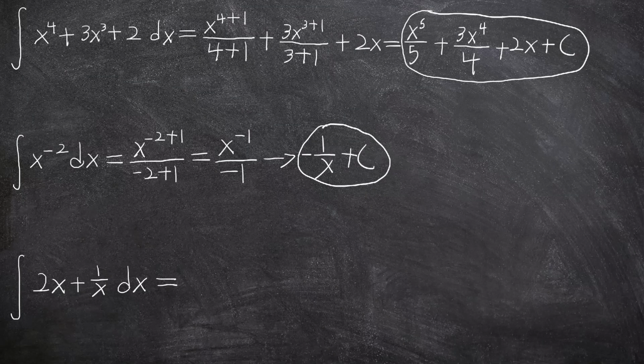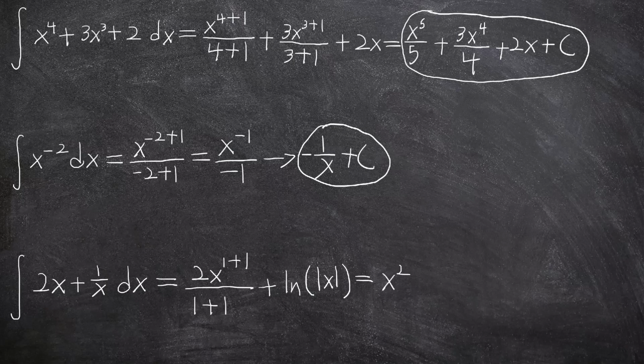Hopping into the third one now, we will want to apply the integral power rule to the first term by writing it out as 2x to the 1 plus 1 over 1 plus 1 plus the integral of 1 over x, which is just simply natural log of absolute value of x. And applying the math here, it would just simply be x squared plus natural log of the absolute value of x plus c. And this would be our final answer.